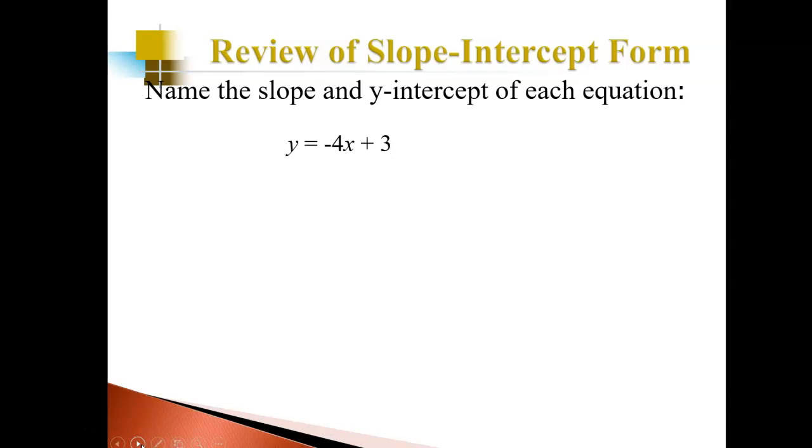So first problem on our bingo boards. Name the slope and y-intercept of each equation. So you're kind of looking for an m equals and a b equals. So your answer on your bingo board is going to be an m equals and a b equals.